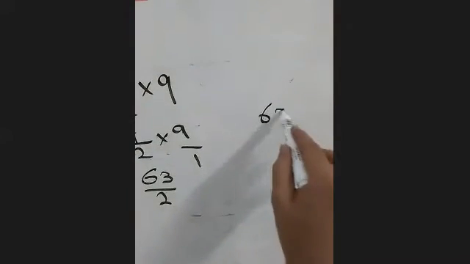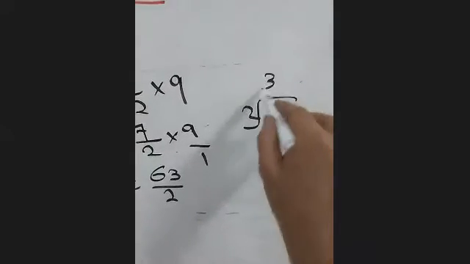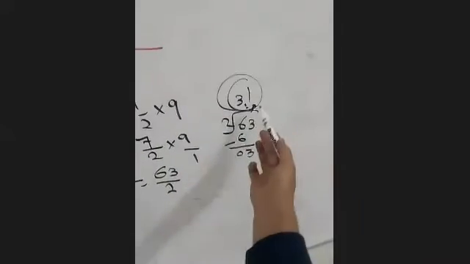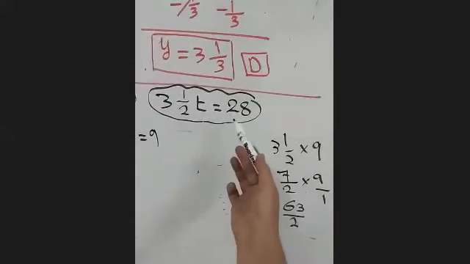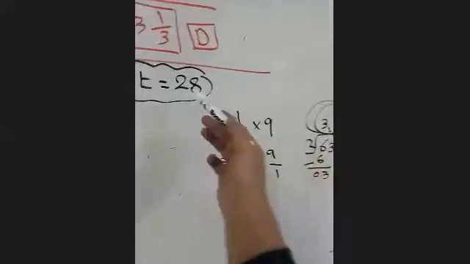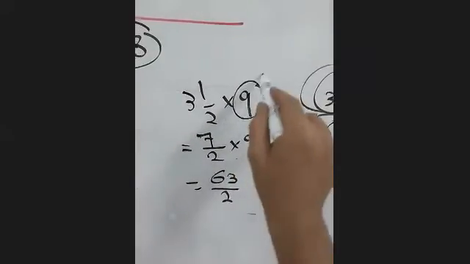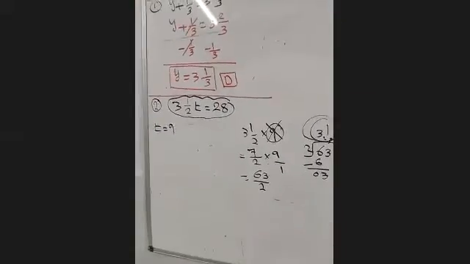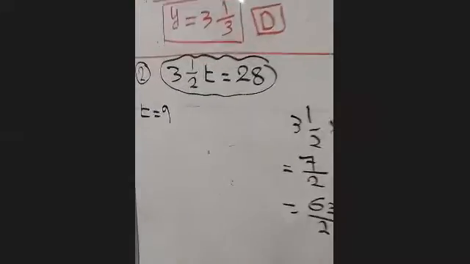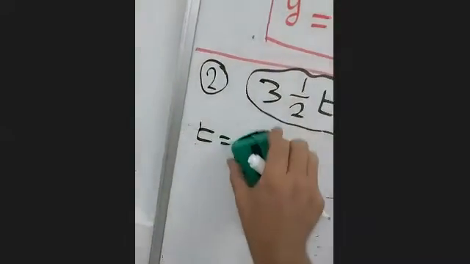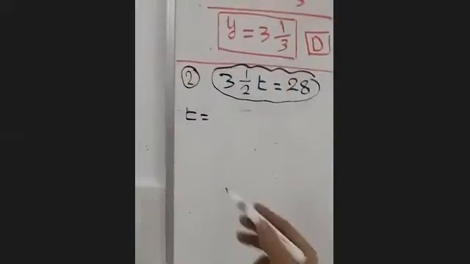63 divided by 2 is 31.5. Look here, it is 31 and I want 28, which is smaller. So 9 is a big choice. The 9 gives us a bigger number than 28, so I'll go smaller a little bit. Let's guess 8.